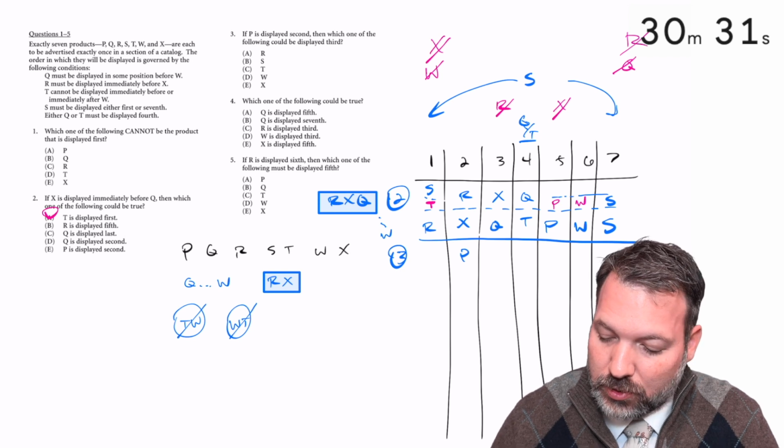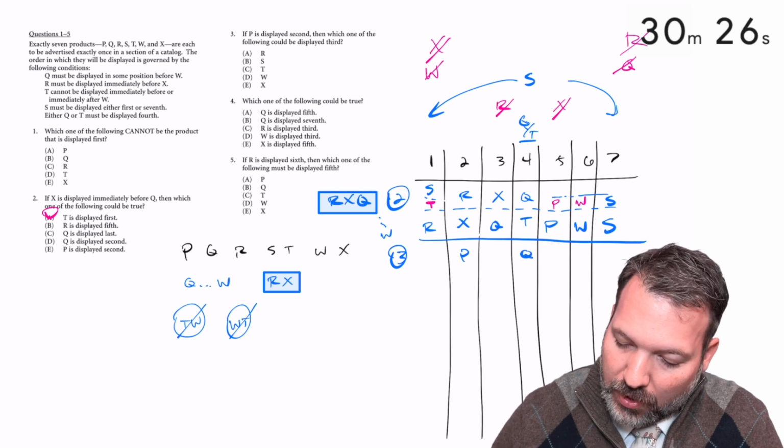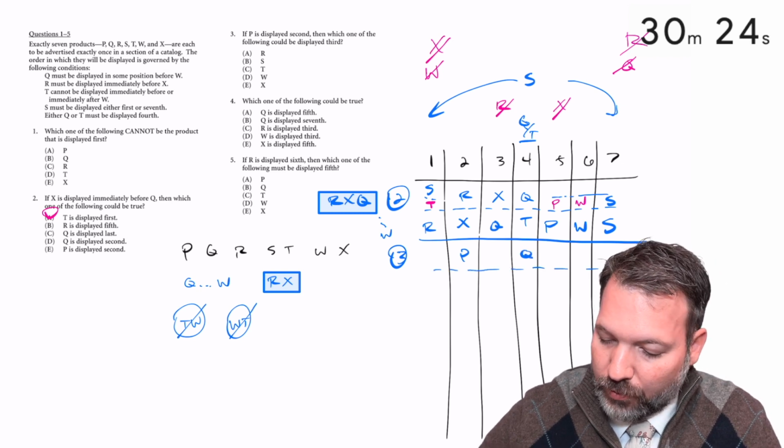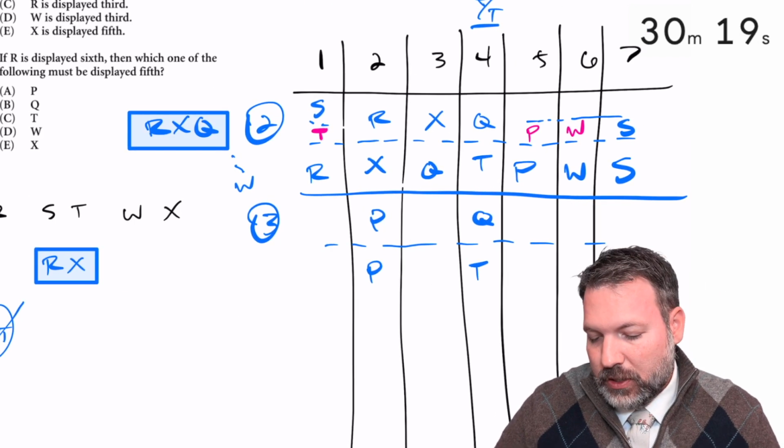Well, P is our least restricted element. We don't have any clues or deductions about P. I think I'm going to try the same thing. I'm going to put Q fourth or T fourth and just see what happens if I do that.